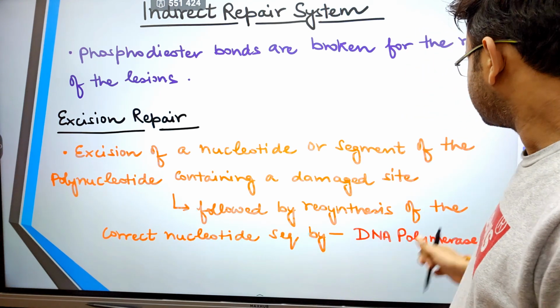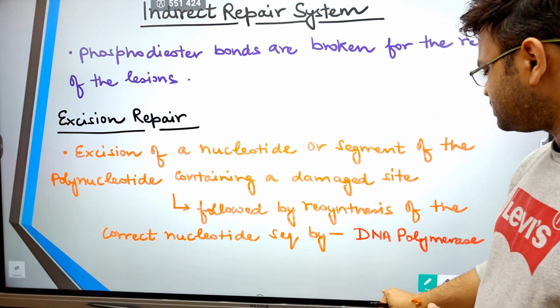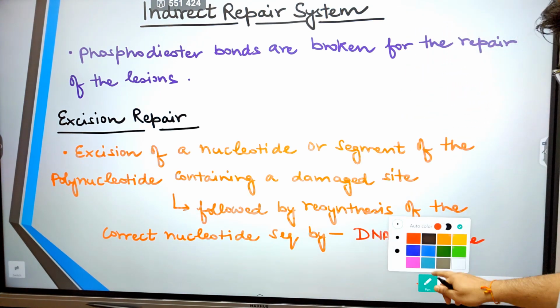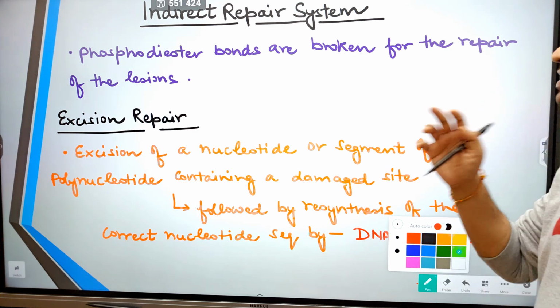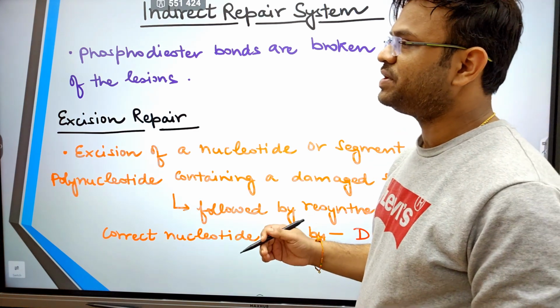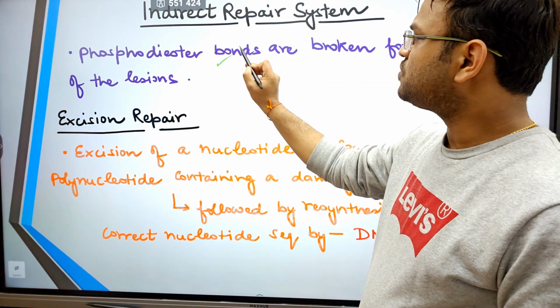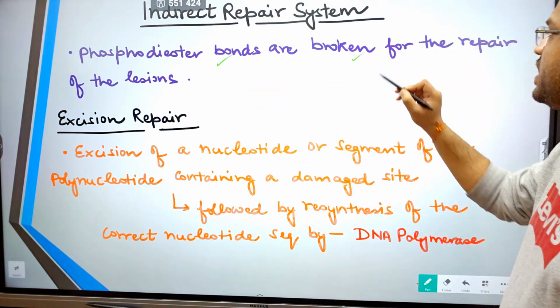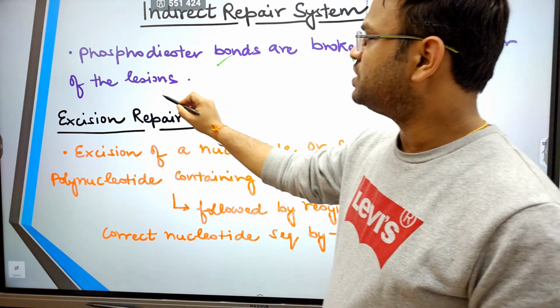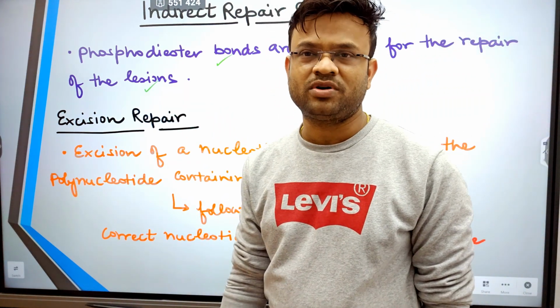We would be dealing with base excision repair, as I've already said. The first thing that you can see on the board is, in case of the base excision repair, which comes under indirect repair system, phosphodiester bonds are broken for the repair of the lesions. The phosphodiester bonds are broken.